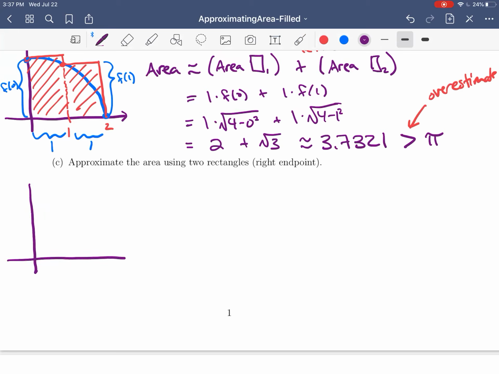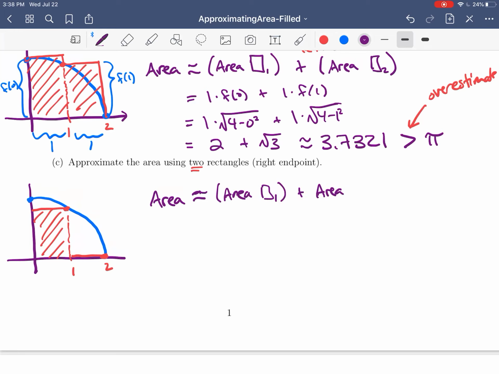Okay, so again, I'm going to do this a few times to show you all the ways that we can do it. Okay, so here's 2. We're again going to split at 1 because we're still using 2 rectangles. But now we're using the right endpoint to make the rectangles. So this one actually, the height of one rectangle is 0 because that's the y value on the right hand side. So here we would say the area, again, is approximately the area of rectangle 1 plus the area of rectangle 2, which happens to be 0.